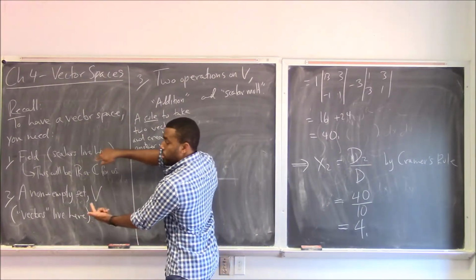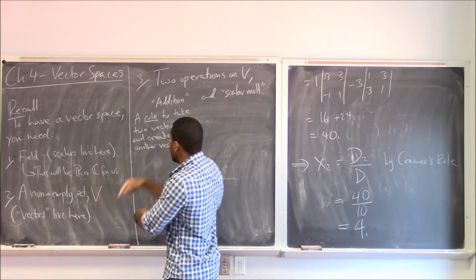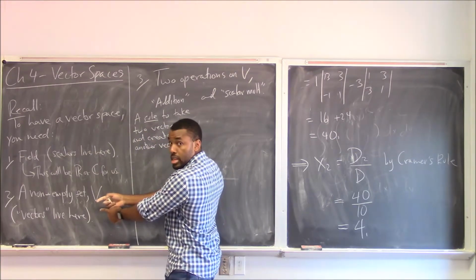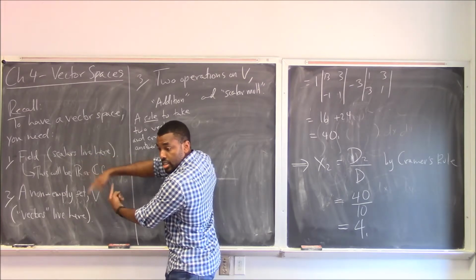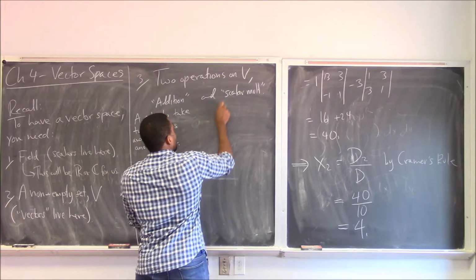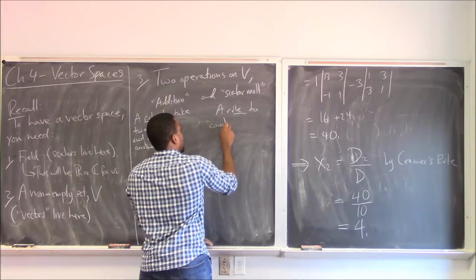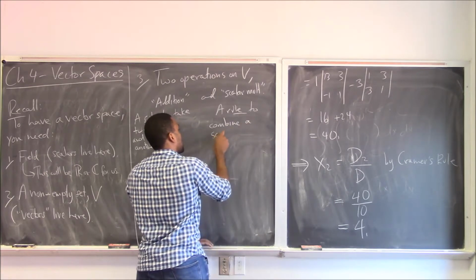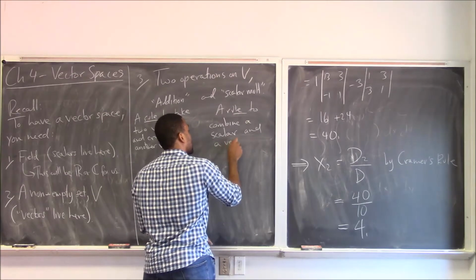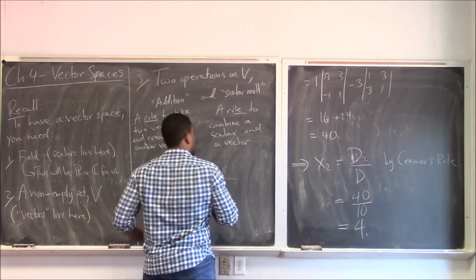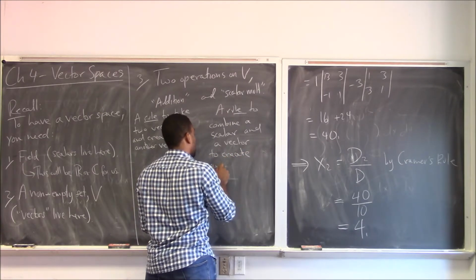Right. So it's a rule that combines things from two different sets. So it's a function that takes inputs from two different places. Right? The addition rule takes both inputs from the same place. The scalar multiplication rule will take an element from each one of these sets and combine them. So this is a rule to combine a scalar that is an element of your field and a vector that's an element of the set that you have to create another vector.